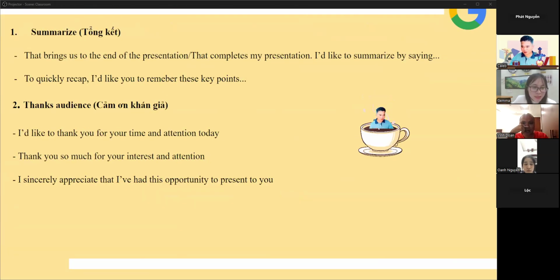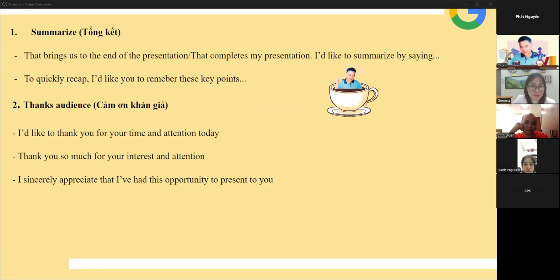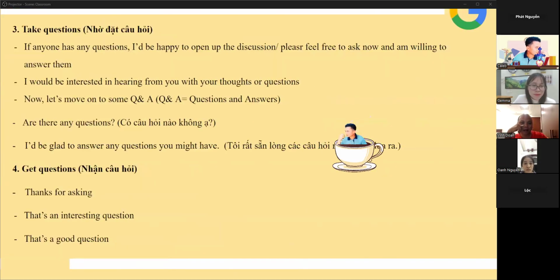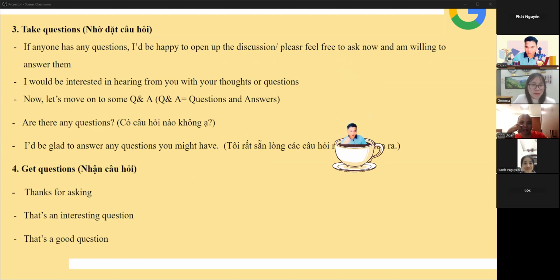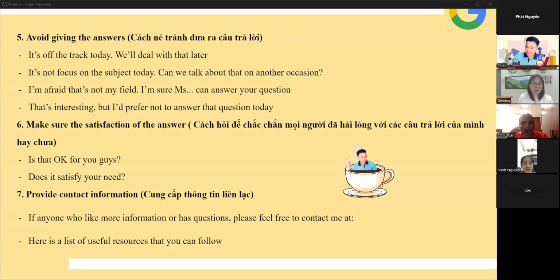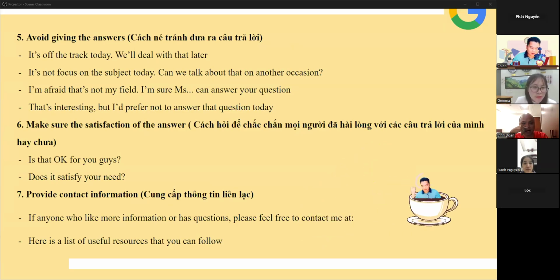Okay, so what is summarize? How do we summarize? Okay, so earlier we tried thanking an audience. We only have 2 minutes. But yes, these are ways to summarize. You weren't able to finish all the topics, but these are ways on how we can summarize our topic, how we can thank the audience. What else? How we can take questions? What if we get questions? How to avoid giving answers, making sure of the satisfaction of the answer, and providing contact information. So these are just the ways on how we can end our presentation, okay?